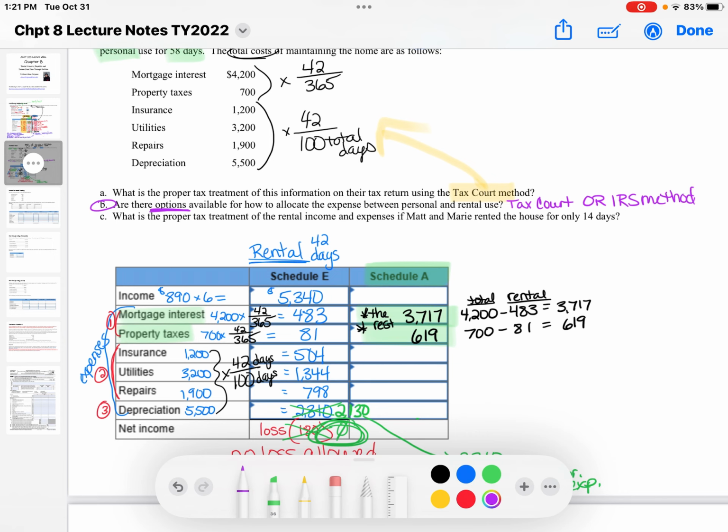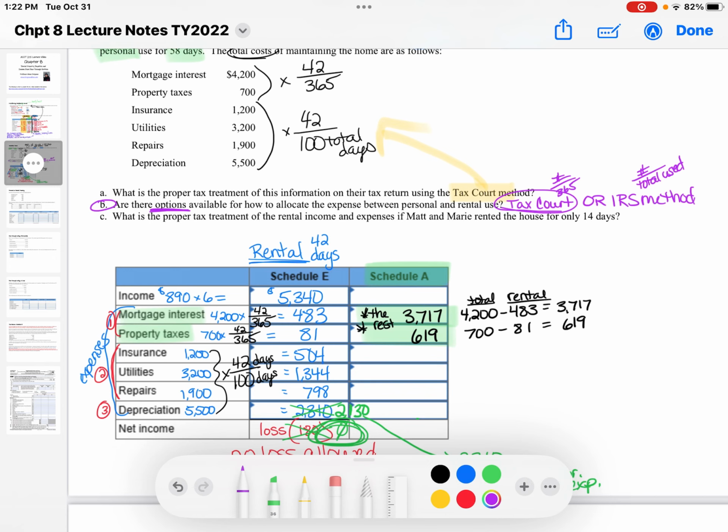The tax court method is the number of days over 365, and the IRS method is the number of rental days over total used days. Tax court typically gives you the best results. So that's why in this example they had us start with that, and that's what you would do in real life as well.